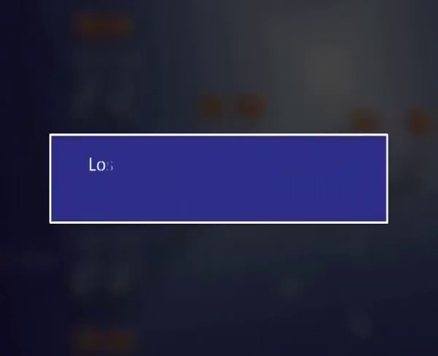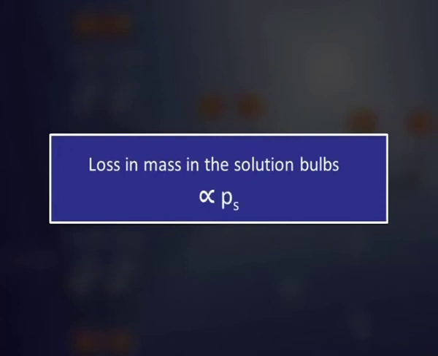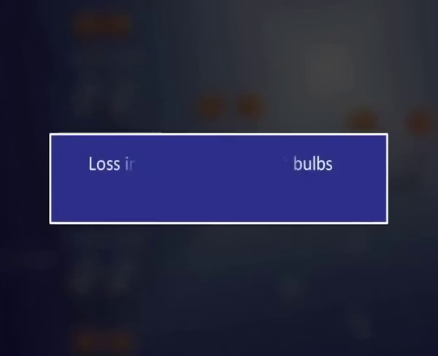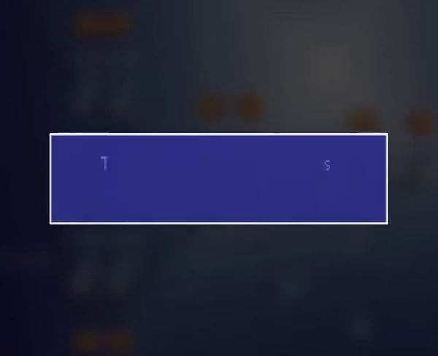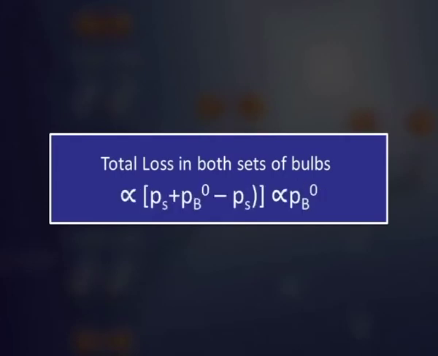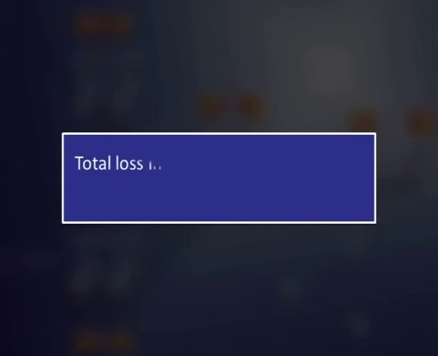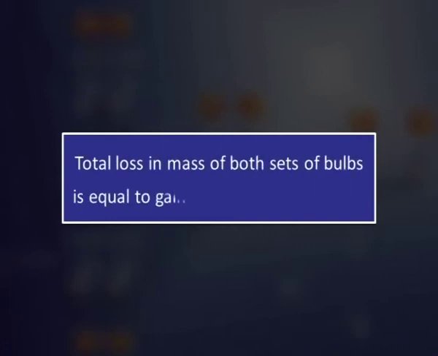Now, loss in mass in the solution bulb is directly proportional to vapor pressure of the solution, and loss in mass in the solvent bulb is directly proportional to lowering in the vapor pressure of the solution, that is P naught B minus Ps. Total loss in both sets of the bulbs will be directly proportional to Ps plus P naught B minus Ps, which will be directly proportional to P naught B. Total loss in mass of both sets of the bulbs is equal to gain in mass of the guard tubes.